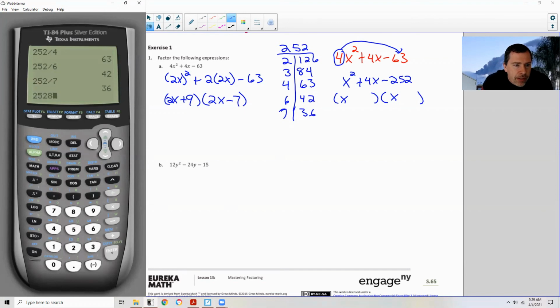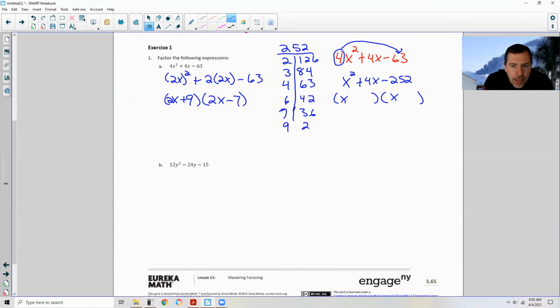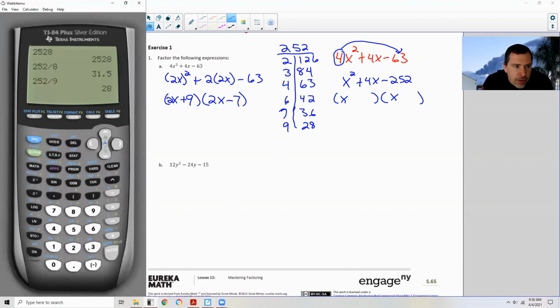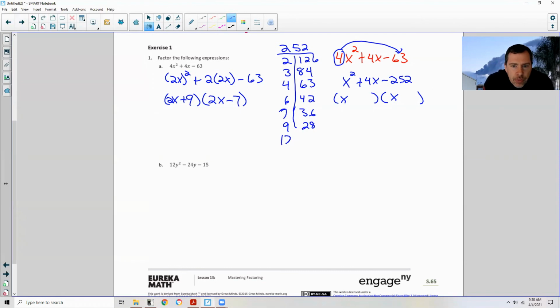252 divided by 8. The divide button didn't work. 8. No. 252 divided by 9 is 28. So this is 9 times 28. That will still give me a 19 difference. So we're still going. 252 divided by 10. No. 252 divided by 11. No. 252 divided by 12 is 21. So it's 12 times 21. That's a difference of 9.